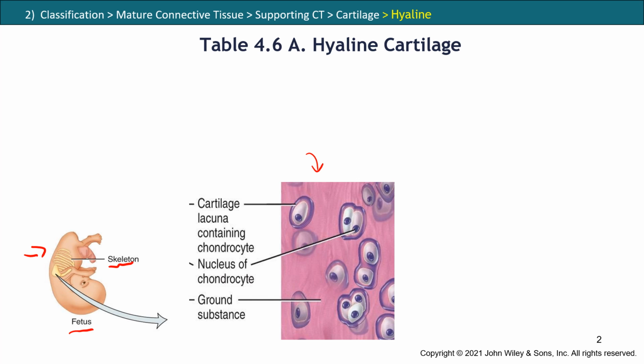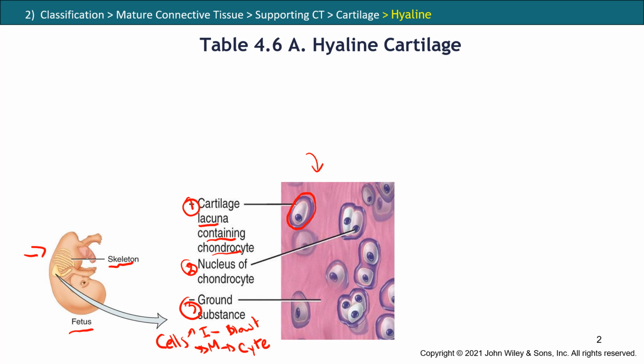So your textbook wants to show you three main regions. The first one, you're going to have a lacuna. Here is the lacuna, the purple region. Inside of the lacuna is the chondrocyte. So you can have two types of cells, the immature ones or the mature ones. The immature ones finish in blast, so they will be chondroblasts. And the ones that are mature finish in cyte, so they will be the chondrocytes.